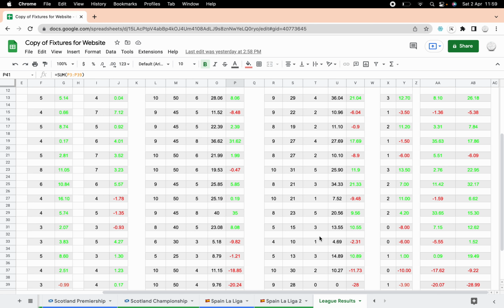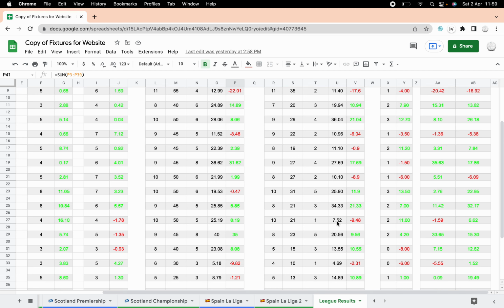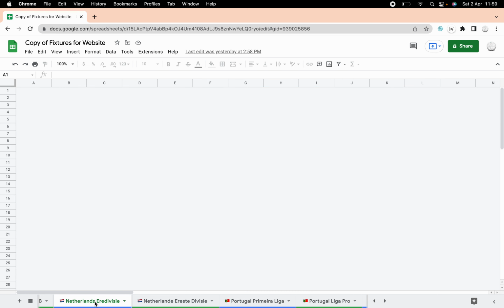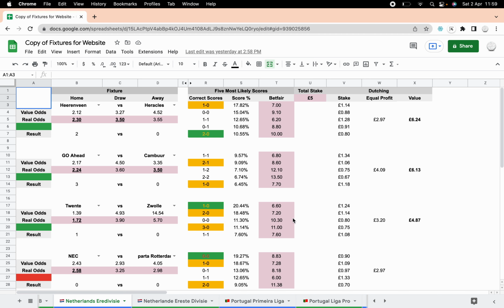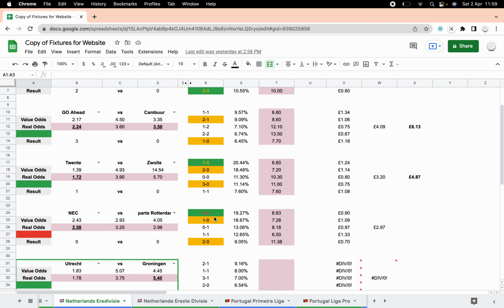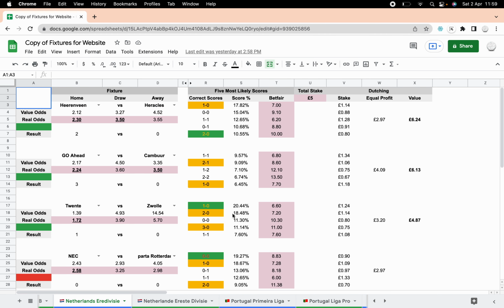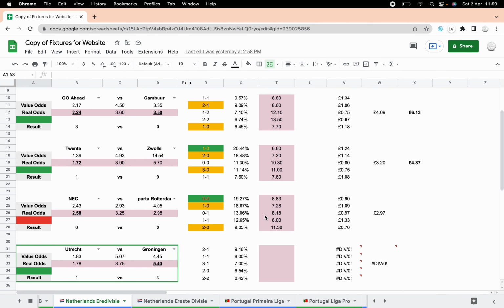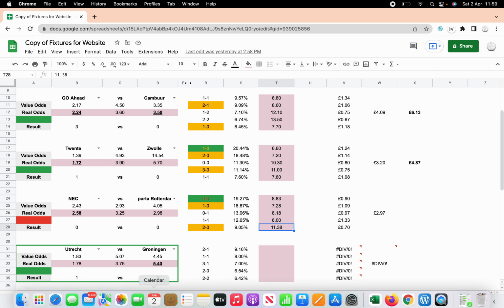Some of them are huge as well. Some of the wins, which is just testament to the model itself, really. We had some really big ones. I think it was in the Netherlands where we got a really big correct score. Really a long odds one. Was it Netherlands? Oh, I don't know. There was one that was at 20s or something anyway that came in.